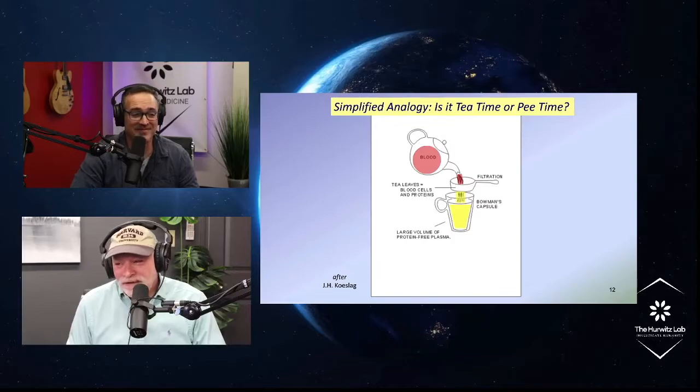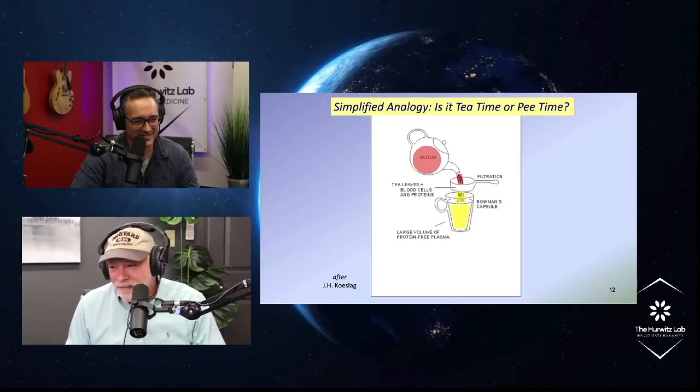So the blood is in the teapot, and then the filter is the glomerular filter there, and that's where the tea leaves are. And the cardiac output turns the red blood. The cardiac blood flows in this filter, and then you get the ultrafiltrate, which is yellow, in Bowman's capsule.